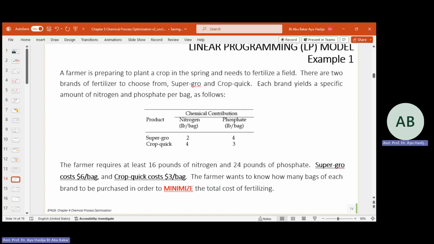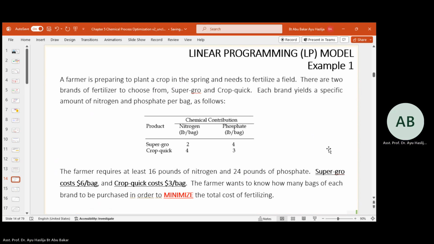Okay, we go for linear programming first. Linear program model. Linear means power 1 only. Linear. Okay, x power 1.